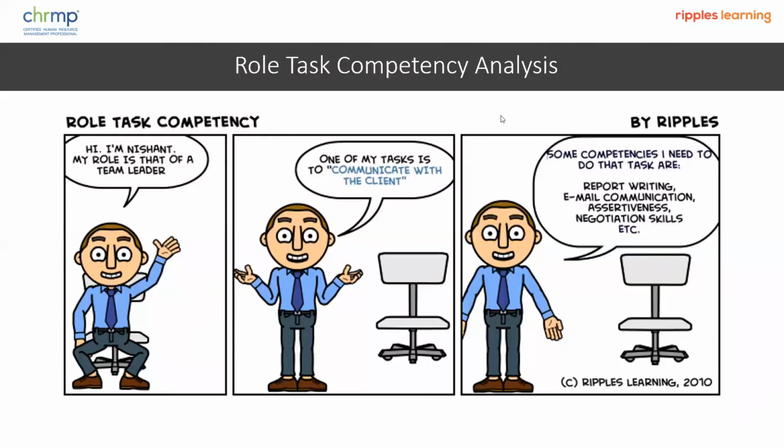So for example, in this case, Nishant is a team leader. One of his tasks is to communicate with the client, and to do that task, he needs the following competencies: report writing, email communication, assertiveness, negotiation skills, etc. So we are saying this is Nishant, here is what he does, and to do this, this is what he needs to know, what he needs to be able to do, what he needs to be able to think, and therefore let's train him on what he needs to be able to do and think and say. So this is a quick, fast method.